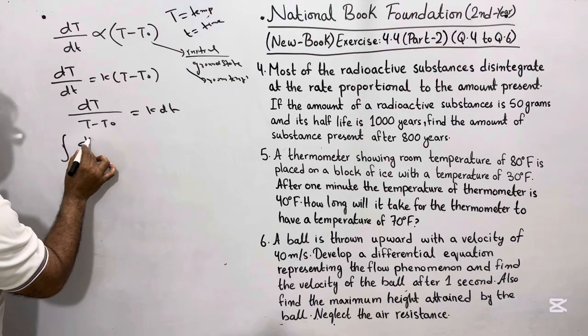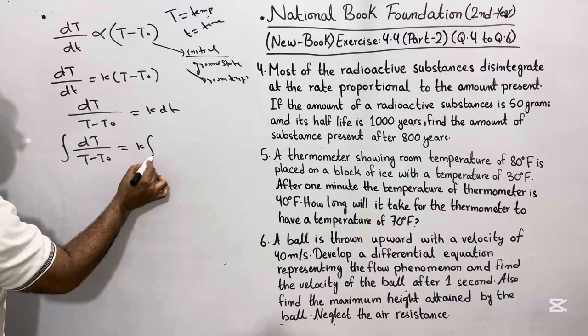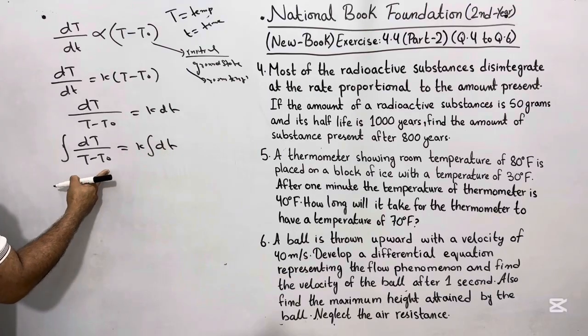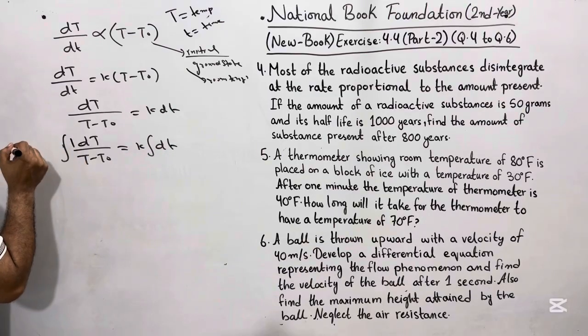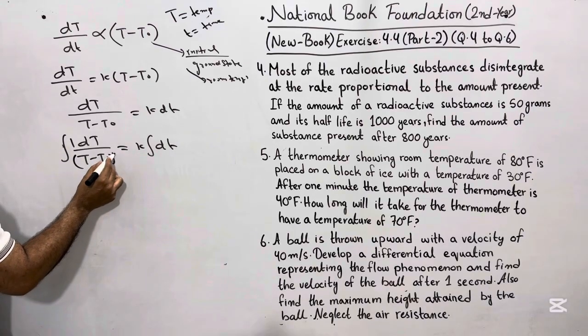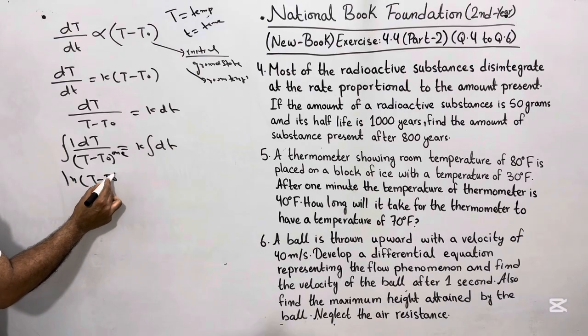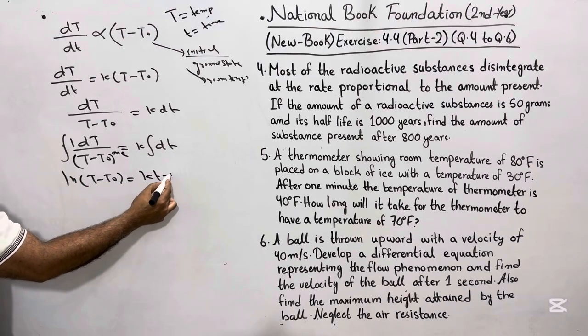Integrating with respect to the independent variable: dT over (T minus T naught) equals k times dt. T naught is a constant; capital T is, however, variable. A function whose derivative is present with overall power 1 is a situation of ln, I have told you several times. So ln(T minus T naught) is equal to kt plus C.